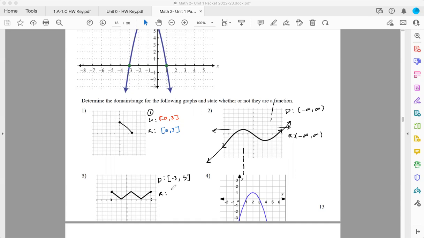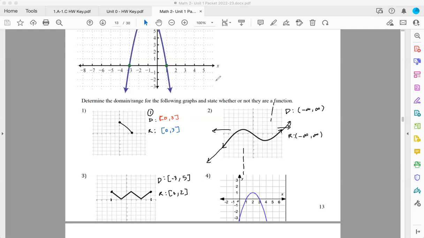For the range, how far up and down are we going? The lowest point on the range is this. This is the lowest point, and it has a y value of 0. So it's going from 0, comma, the highest point is this, and that's actually 2. So, comma, 2 included.